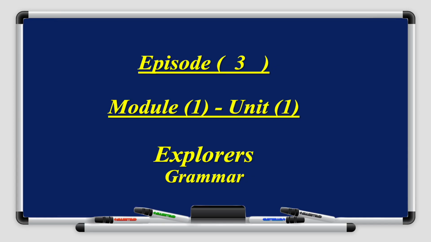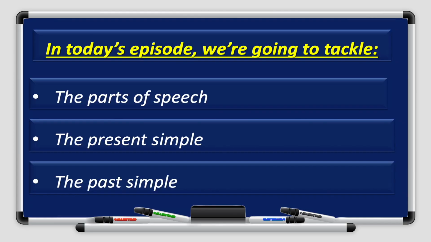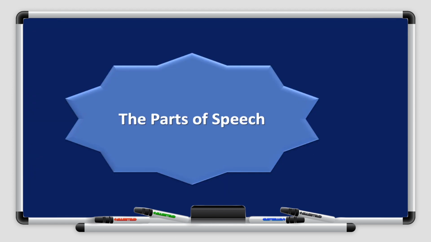This is episode 3 covering module 1, unit 1, in which we will focus on grammar. In today's episode, we will be tackling 3 main branches of grammar. We will be going over the basic parts of speech. We will cover the present simple tense and the past simple tense. Let's start, shall we? To begin with, the parts of speech.